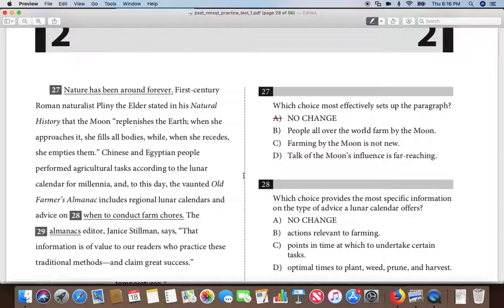Talk of the moon's influence is far-reaching. What do you think about D? Does that effectively set up the paragraph? I don't think so. Why not? I agree with you, I think you're right. I just feel like the other two are better. Yeah, but I want you to understand why. Why do you guys think that D is not great? Why is it bad?